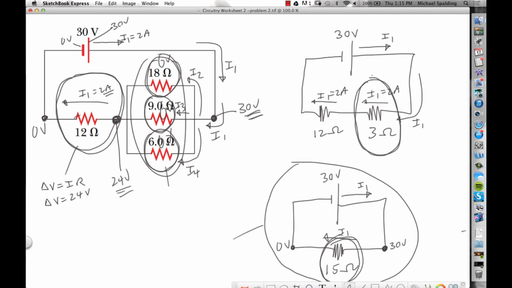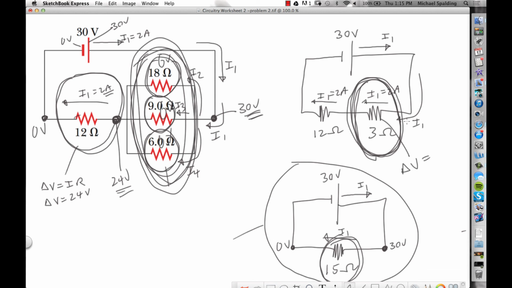Who is this guy right here? He's these guys, isn't he? So if you can find the delta V across that guy, then you found the delta V across these guys, because this guy right here is these guys simplified. So what's the delta V over here?